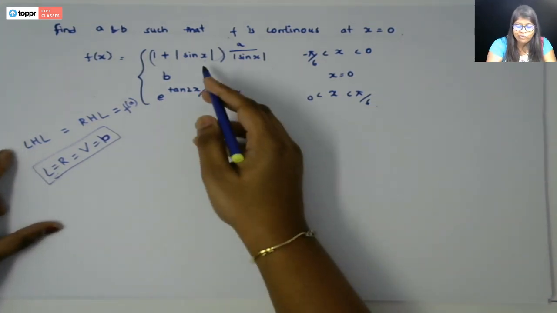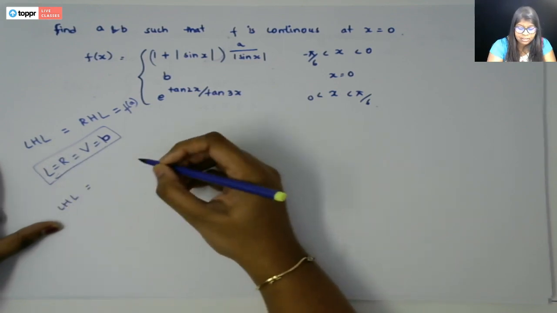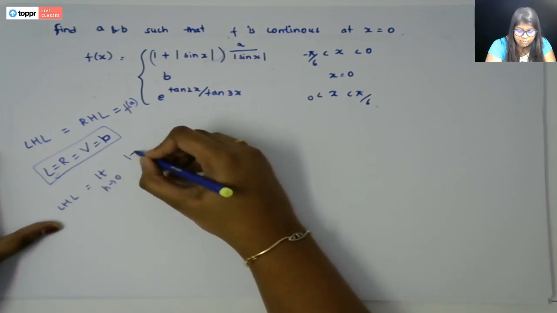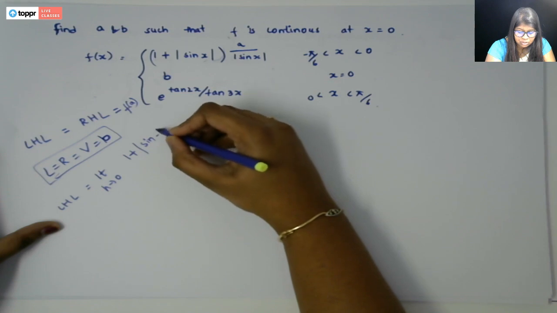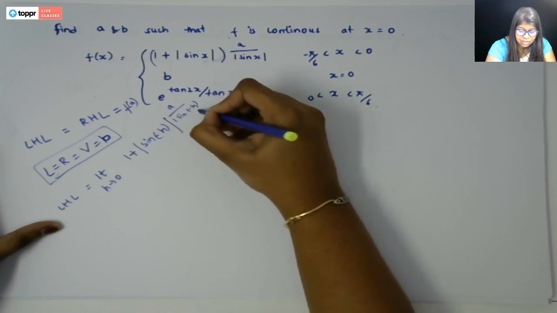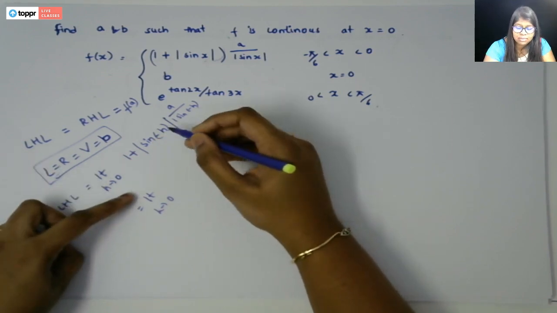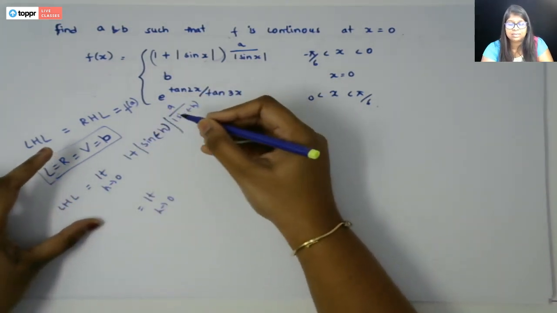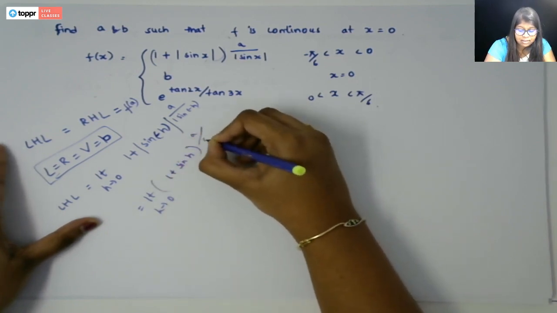Now for writing the limit for the LHL, the left hand limit, it is the limit h tends to 0 of (1 plus mod of minus sin h) whole power a by mod sin minus h. Mod of minus sin h is nothing but sin h. h is not the hyperbolic function here, please don't get confused. Instead of sin x, I'm just writing in terms of h. So it is (1 plus sin h) whole power a by sin h.